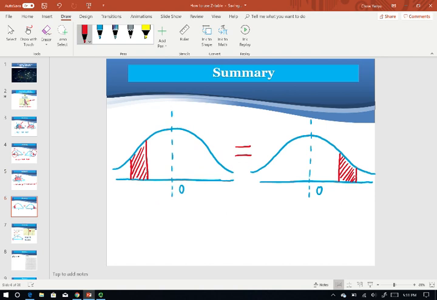And sometimes it is between two numbers, maybe between two negative numbers or between two positive numbers. These two pictures are the same because they are symmetric. This area is the table value, and also this whole area from here to here is also the table value. So the shaded area can be the two areas subtracted.